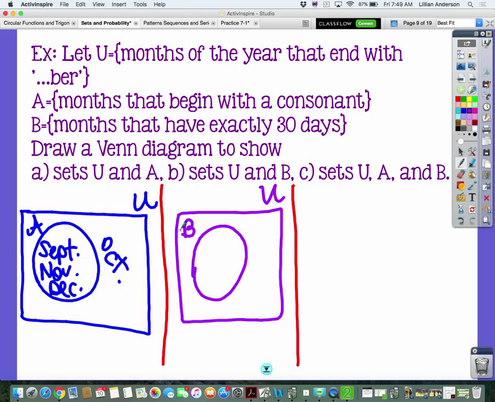I learned that the rhyme goes: 30 days has September, April, June, and November. All the rest have 31 except for February. So 30 days has September, April, June, and November. That means September, April, June, and November all have 30 days. So out of the ones that fit our universal set, it's going to be September and November. Both of those have 30 days. All the other ones, October and December, have 31. They still are a part of the universal set because they are the months that end with ber.